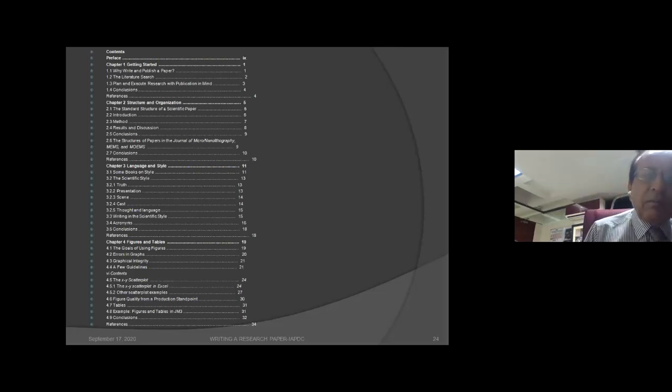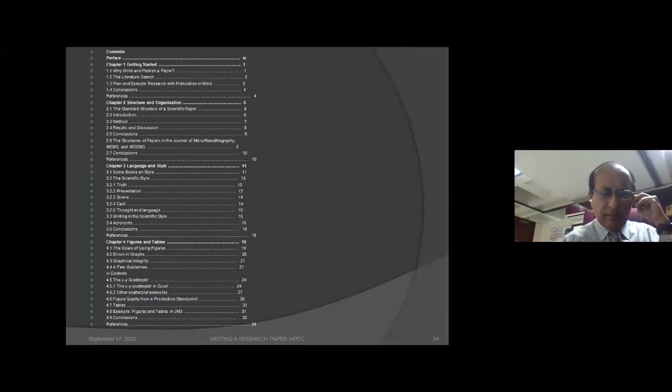It starts from getting started, the need. Then the second chapter is about the structure and organization of the research paper, the technical paper. The good thing is that every chapter has a conclusion and references. So this is a very well compiled document. Here they tell you the guidelines about how to organize it and what the structure should be.